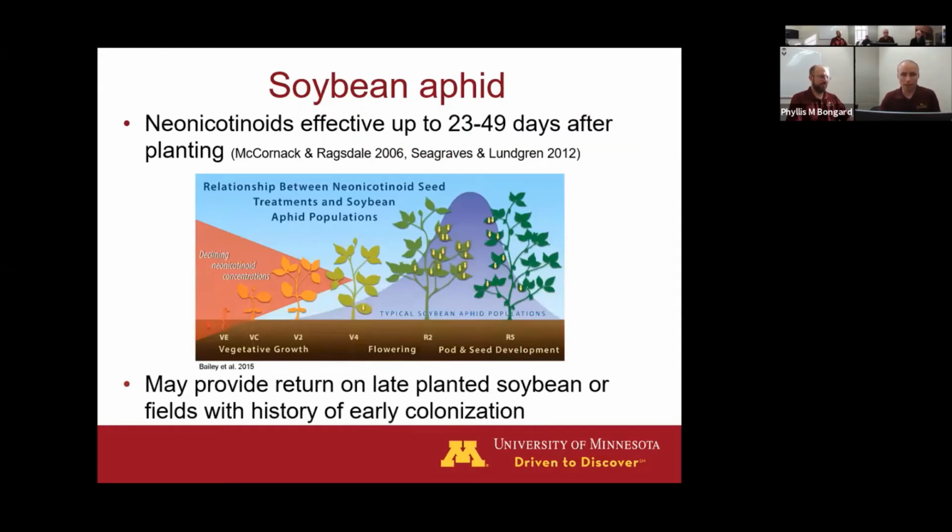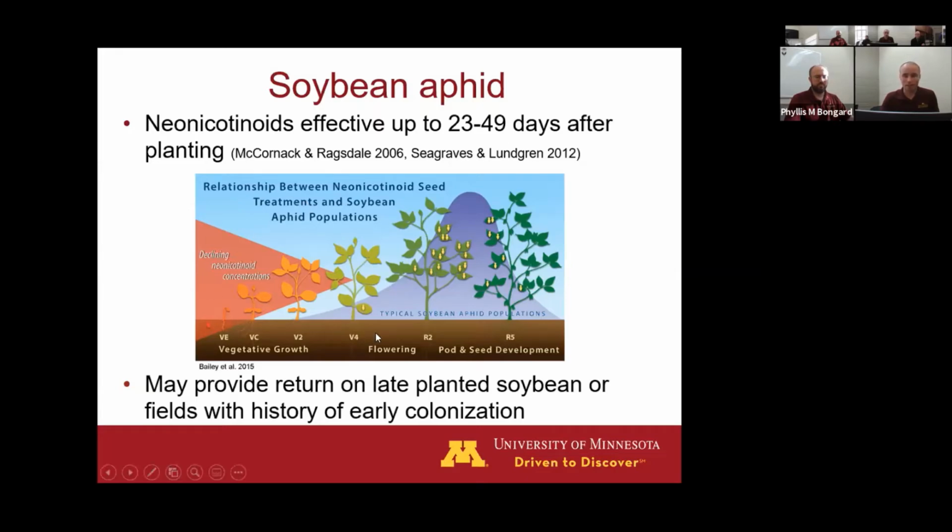So one of the pests that I didn't touch on yet, but that Ryan mentioned, is the soybean aphid. Soybean aphids are included on the labels for these neonic seed treatments. I think a lot of people may be using the neonic seed treatments with hope that they're going to be getting some impact on soybean aphid populations. But one thing I want to emphasize again is that effectiveness of that seed treatment insecticide within those plants decreases over time. In research, several studies have shown that effectiveness only lasts for 23 to 49 days after planting.